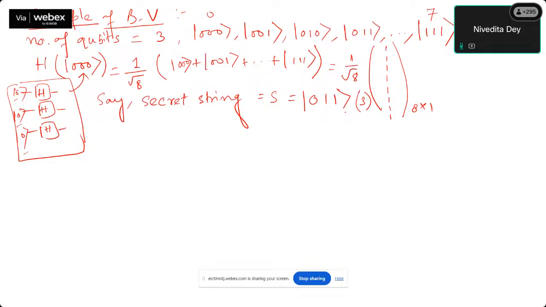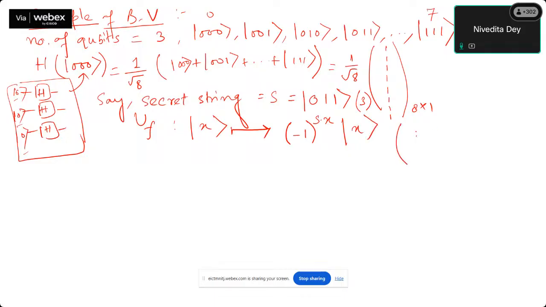So what was the generic function for the oracle? The oracle U_f is defined such that |x> will be mapped to (-1) to the power s·x |x>. What was s·x? It was a bitwise product, right? That is s1x1 plus s2x2 plus s3x3 likewise till snxn mod 2, right? So similarly here also it will be exactly the same.